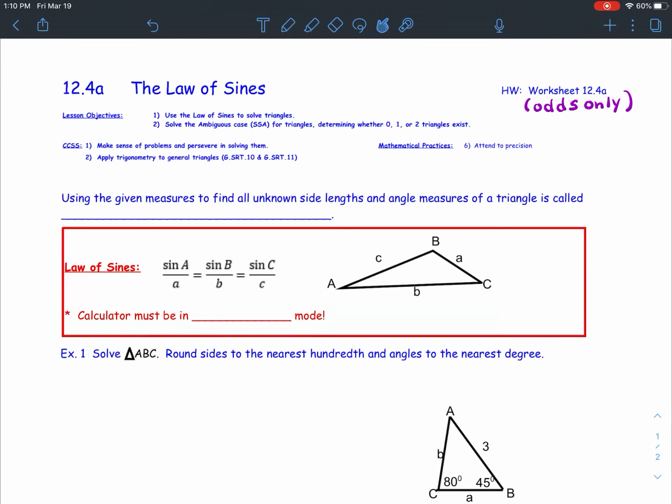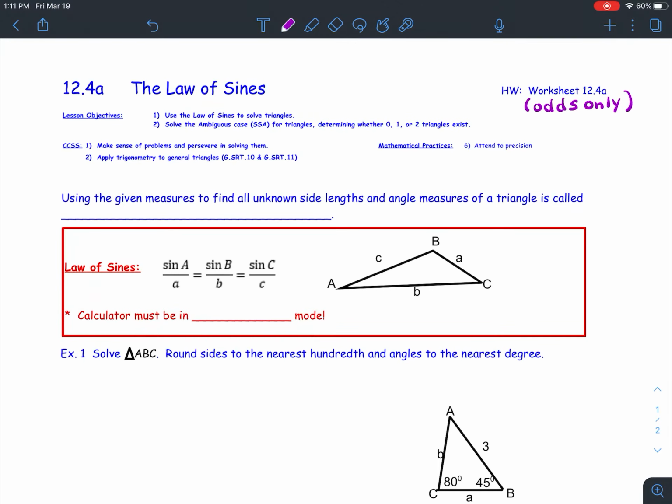Okay, we are going to start section 12.4 here today. We're going to take a little shift away from looking at right triangles to now trying to solve triangles that are obtuse or acute. I think at this point, all the triangles that we've been focusing on, even those in the unit circle, have all been right triangles. We're going to be introduced to something called the law of sines here today.